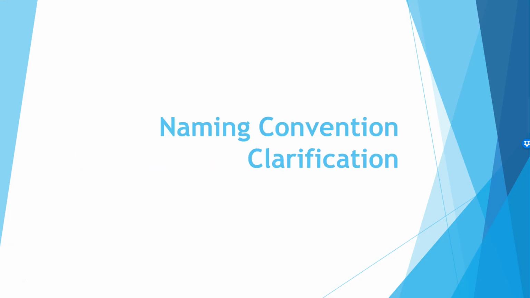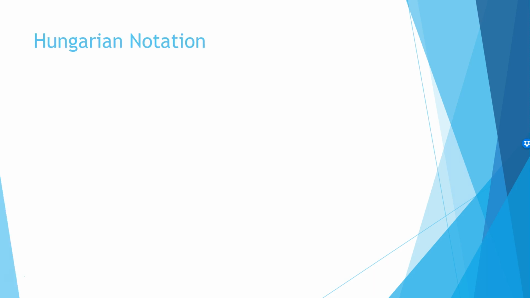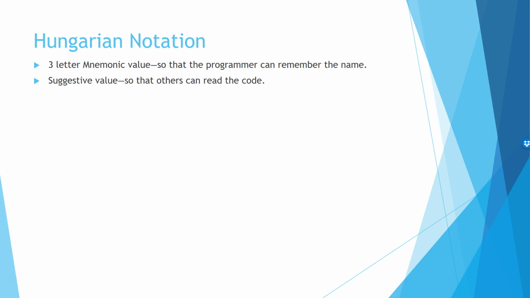So the next section is we're going to cover naming convention clarification. So I'm going to explain why we've decided to change the naming convention moving forward. We're going to use something called Hungarian notation. It's a system that requires a 3-letter mnemonic value so that the programmer can remember the name of the data type, a suggestive value so that others can read the code, no spaces, and a capital letter for all new words.